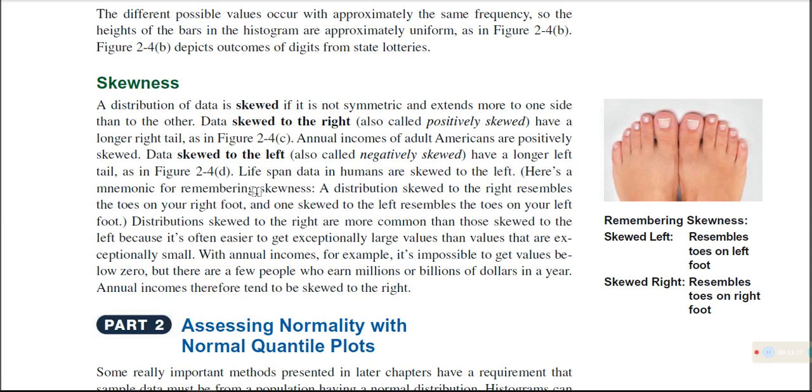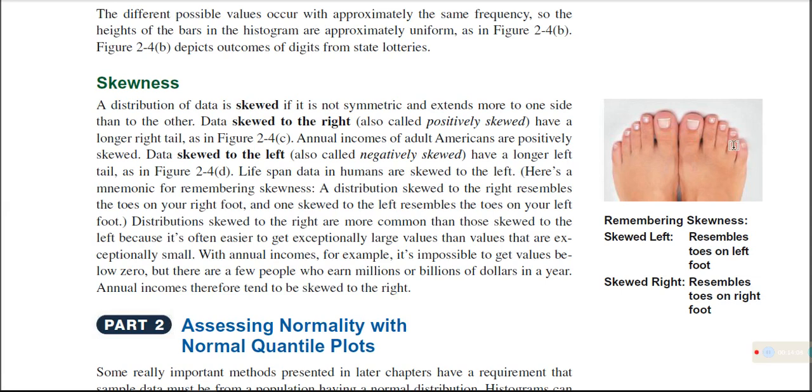Here's a mnemonic for remembering skewness. A distribution skewed to the right resembles the toes of your right foot. So, tingnan nyo lang siya. Pagka skewed to the left, resembles toes on the left foot. Ayan. Di ba kapag longer ang tail sa left, ibig sabihin, skewed to the left yon. Tapos, ang peak ay nasa right. So, ganito siya. Tapos kapag naman skewed to the right, yung matataas na bar ay nasa left side, tapos yung longer tail ay nasa right.